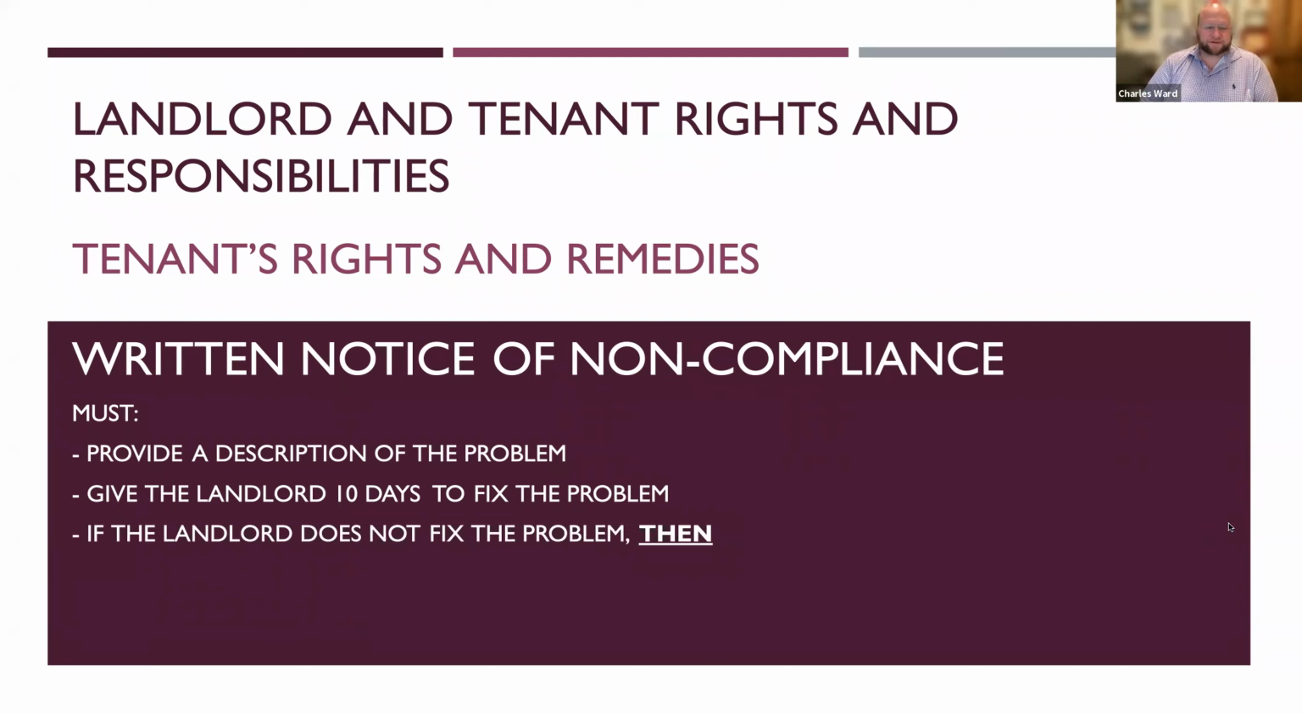If the landlord doesn't fix the problem, then the tenant has some choices. The tenant can terminate the lease in 20 days. So they give the notice January 1st. The problem isn't fixed by the end of January 10th. The tenant can then say, hey, I'm out of here, and I'm out of here on the 20th. So it's not 20 days after that 10-day period passes, it's 20 days after the first written notice is given.